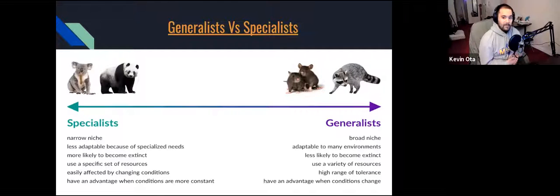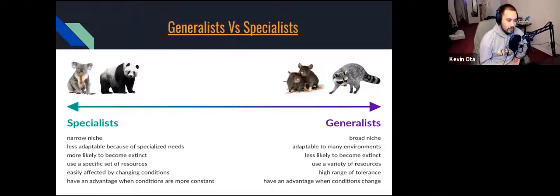Now, a specialist is a type of animal or organism, could be a plant as well, that has a very narrow niche. It can't adapt to many different types of environments. They use a very specific set of resources, and they're going to be affected heavily if the environment changes. But they do have the advantage when conditions are more constant. The panda bears are the best at eating bamboo. Another example is the koala bear. The koala bear eats mostly eucalyptus leaves, which are actually toxic for other animals.